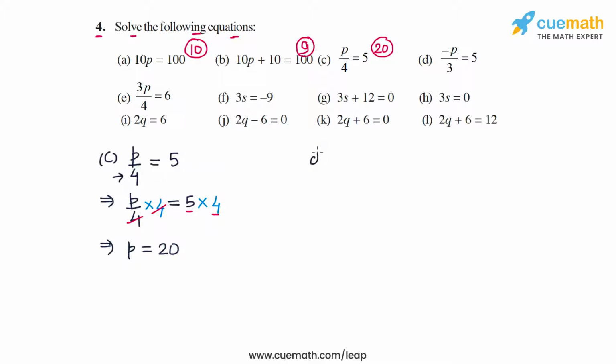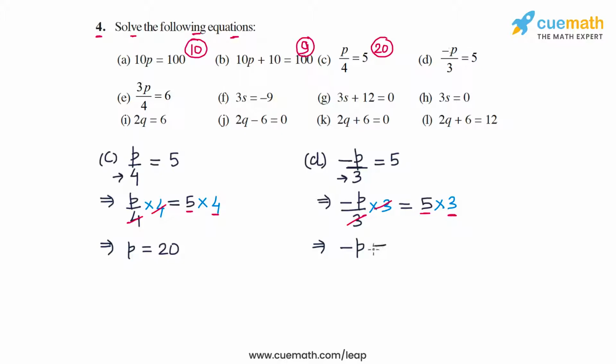In part D now the equation is minus p by 3 is equal to 5. So first let's get rid of this 3 by multiplying by 3 on both sides. So the original LHS is minus p by 3, the original RHS is 5, and we will multiply by 3 on both sides. So on the LHS the 3's cancel out, on the RHS 5 into 3 is 15. So we get minus p is equal to 15. But what we need is the value of p.